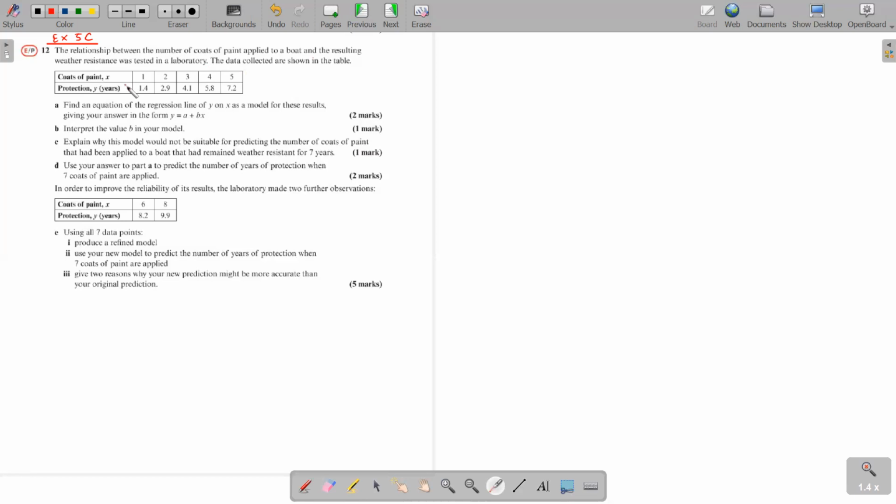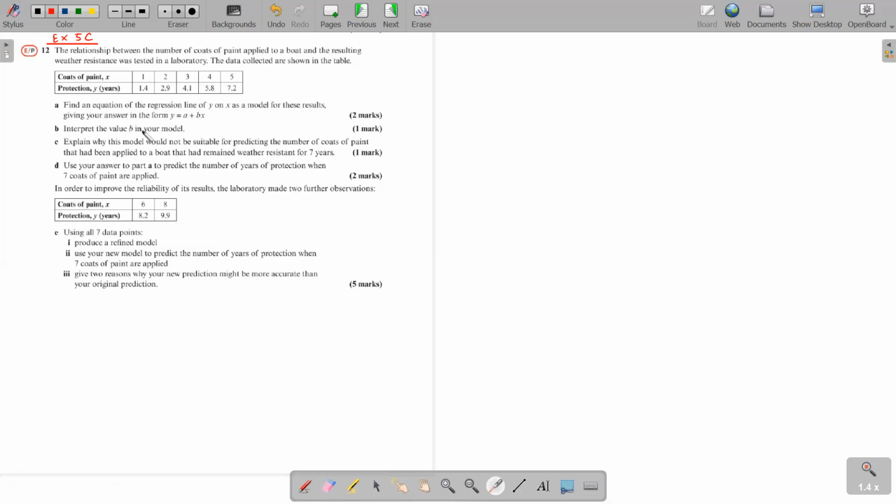Can you see? So they are testing the coats of paint that's applied and the number of years of protection. They have found out if there's one coat of paint, the protection is there for 1.4 years. If there are two coats of paint, the protection is there for 2.9 years. For three coats of paint, the protection is there for 4.1 years. So you can see the relationship. Basically, the more coats, the higher the number of years of protection. Right, guys? Can you see?